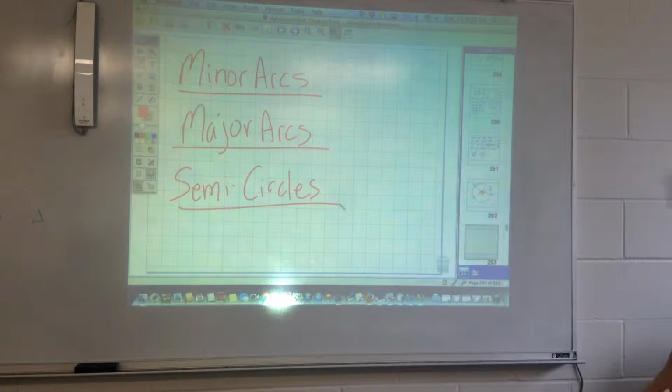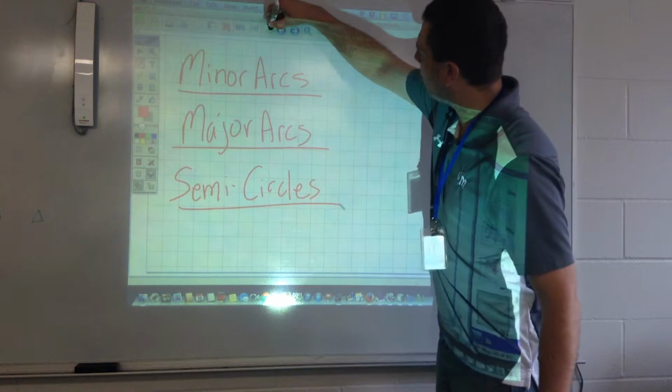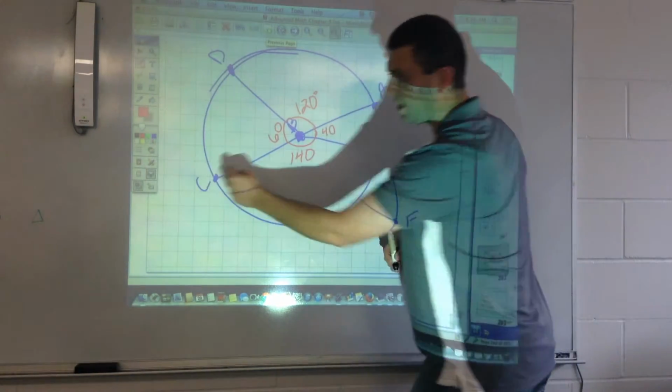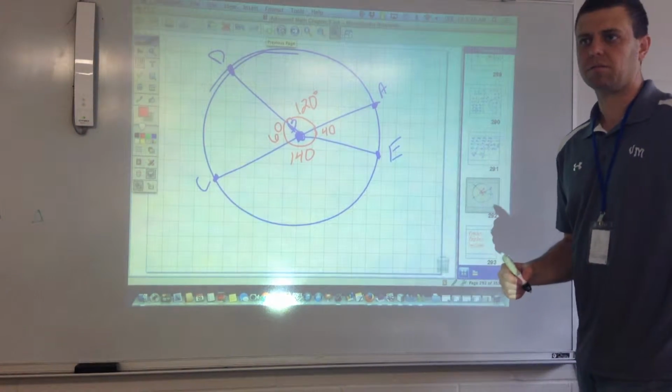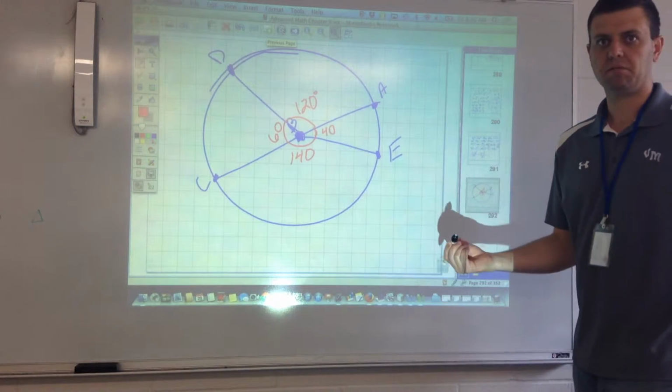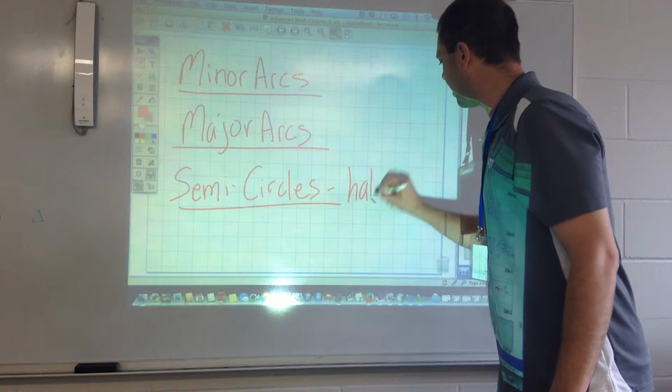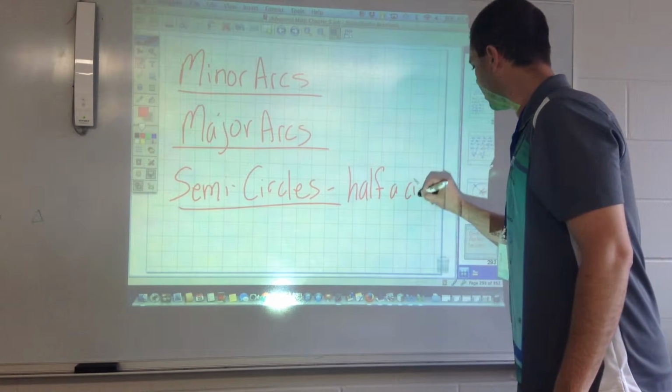A semicircle is exactly 180 degrees, exactly half of a circle. So if I go back here to this slide, the arc from A to C, that's a semicircle. Half a circle. So a semicircle is exactly that, half a circle.